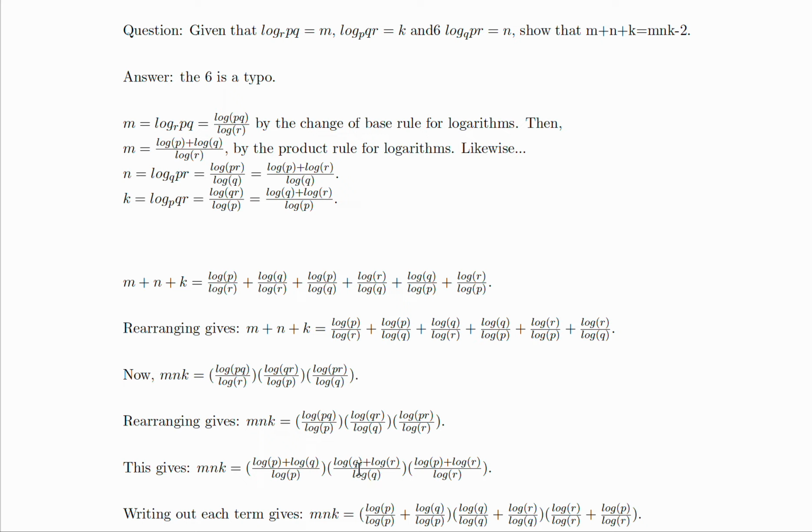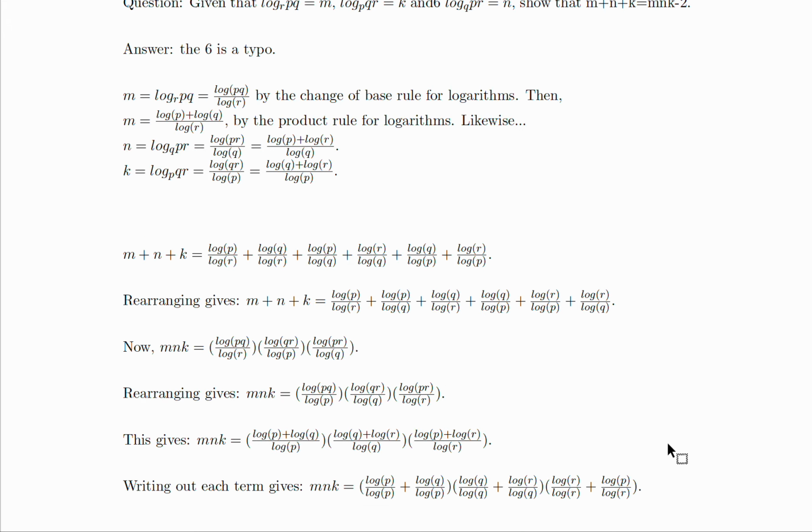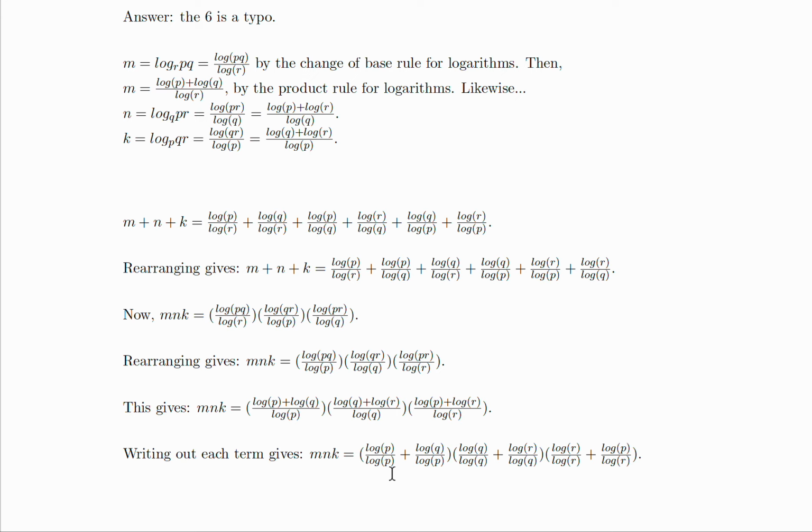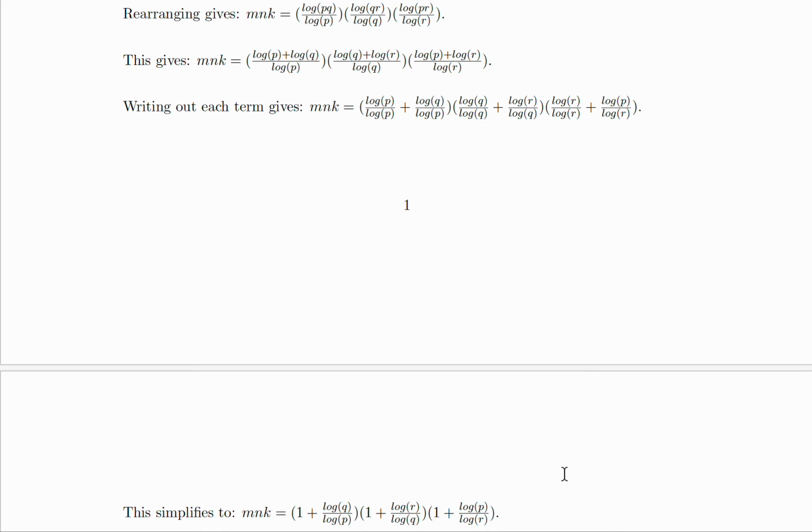And so that's the first term. And we do the same thing for the next two terms, log of q over log of q plus log of r over log of q. And finally, the last term, I flipped it around because I wanted the one to come first, log of r over log of r plus log of p over log of r. It doesn't matter in which order you add them. And we notice that we have log of p over log of p, log of q over log of q, and log of r over log of r. Anything divided by itself is 1.